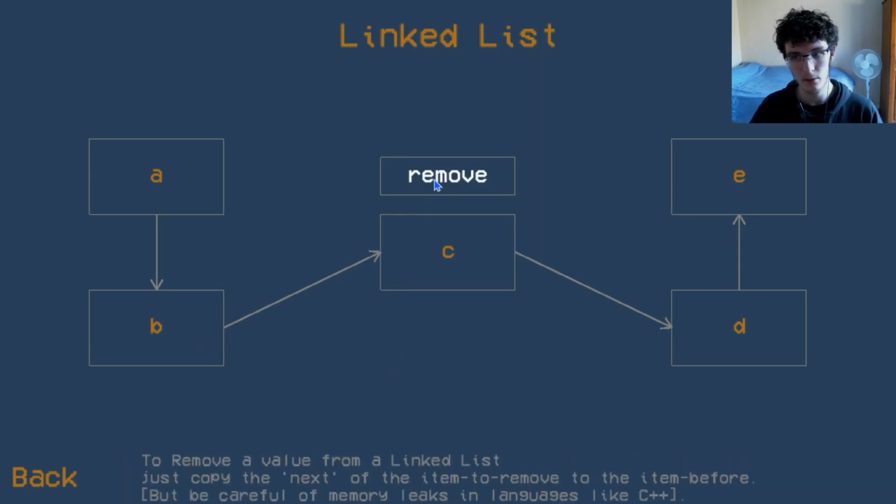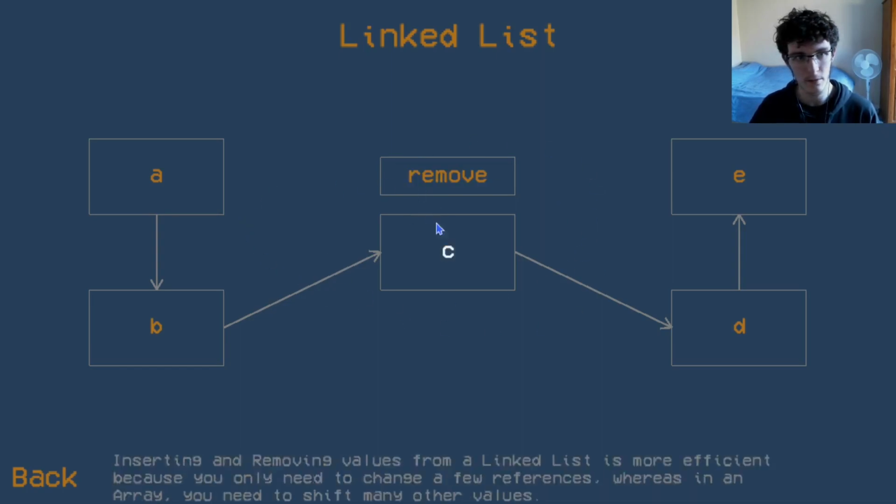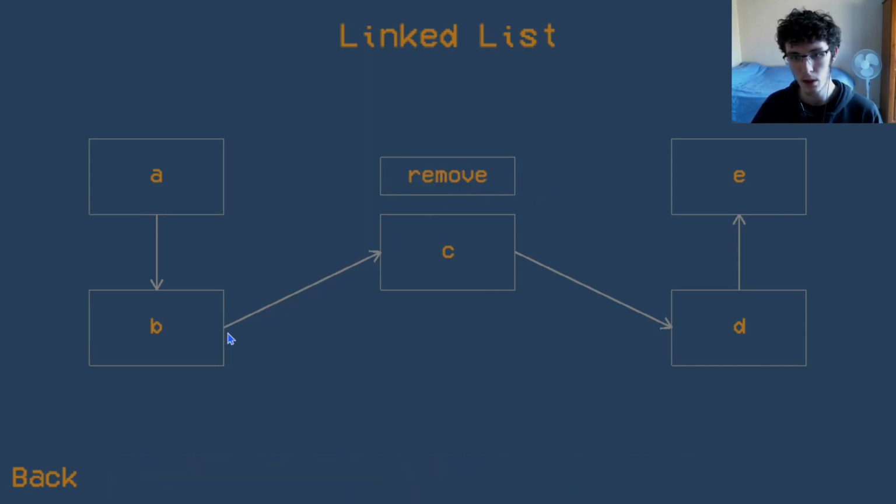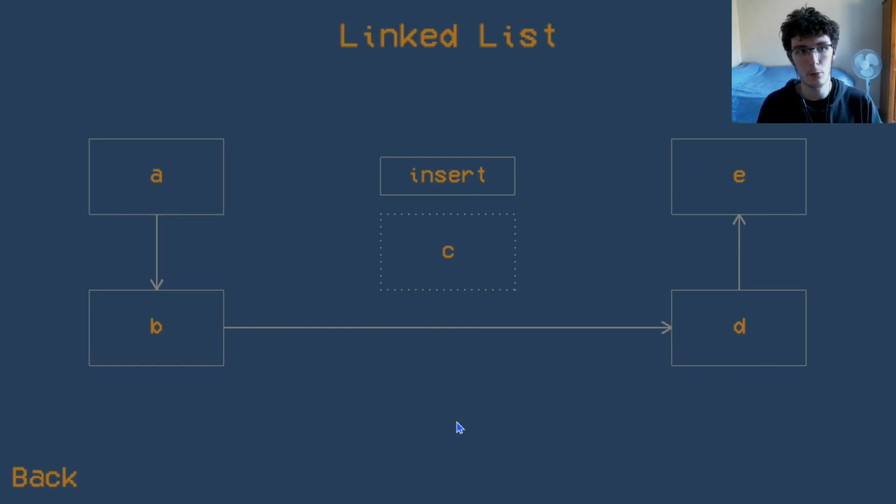You can also see that removing is just as easy. Explaining it in words is a bit tricky, so I'm kind of relying on the visualizer for this. We can just move this arrow over to D, and then C is no longer part of the list. So linked lists can be faster when inserting and deleting items from your collection, and linked lists also don't need to resize by copying all of the values to a new array.